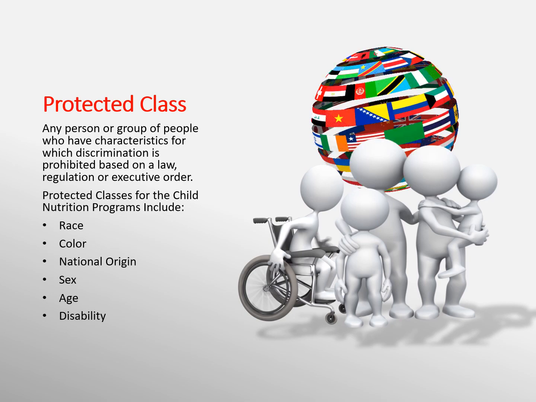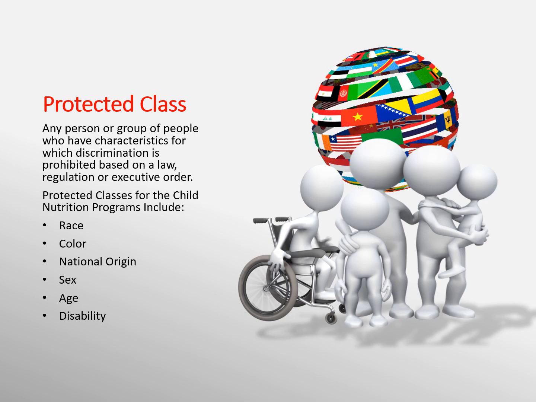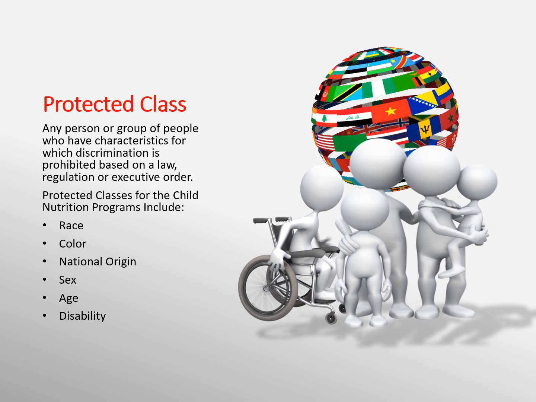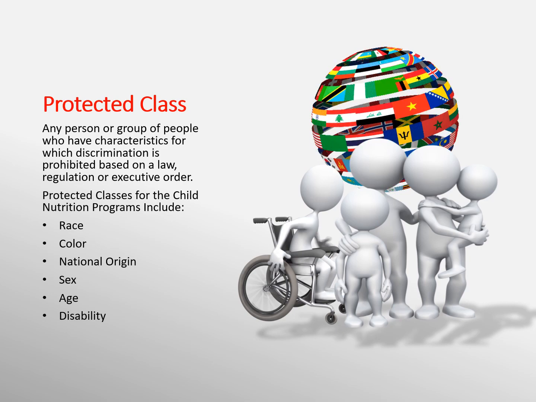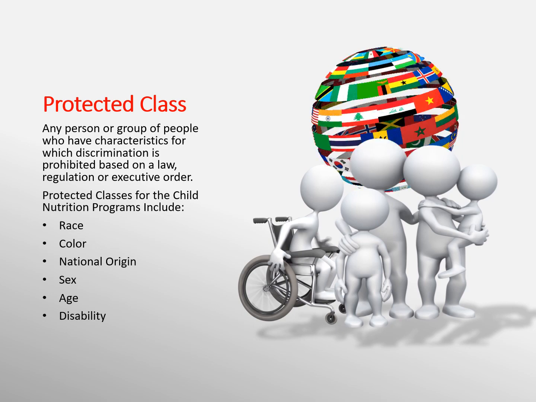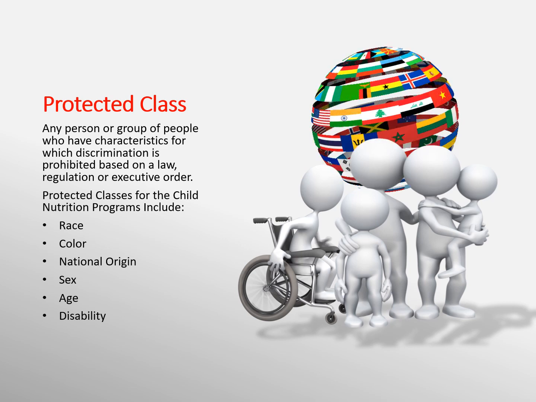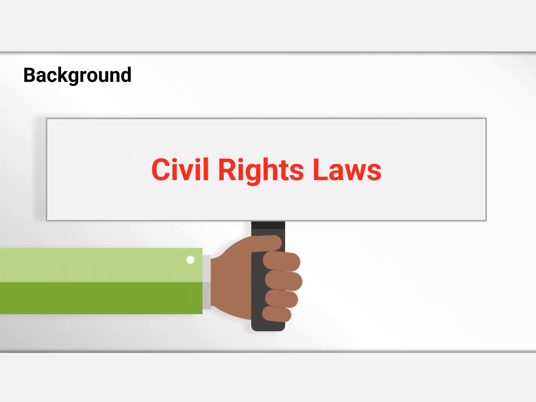So what's a protected class? Well, a protected class is any person or group of people who have characteristics for which discrimination is prohibited based on a law, regulation, or executive order. Protected classes for child nutrition programs include race, color, national origin, sex, age, and disability. Let's see how those definitions affect civil rights law.